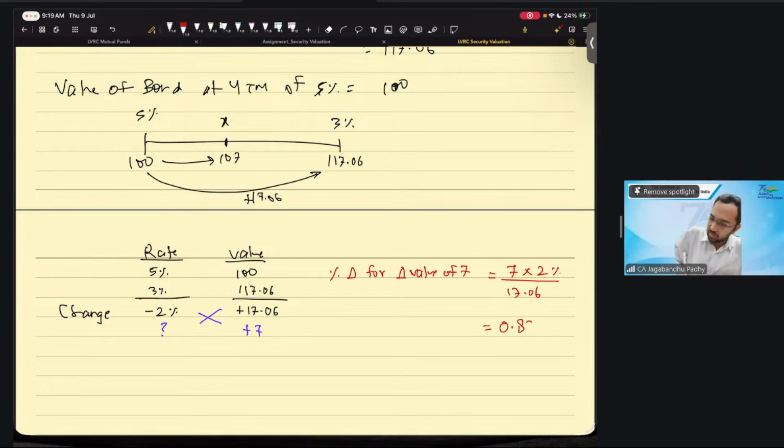That's what, 0.82, right? In fact, this was a minus sign. So we want a minus 0.82 percentage change. So what will be the YTM? YTM will be 5% minus 0.82%. It means instead of subtracting 2%, you should subtract just 0.82%. So that's simply 5 minus 0.82, which is 4.18% is the YTM value.